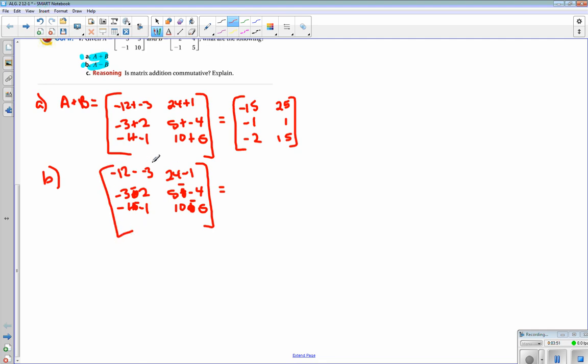So negative 12 minus negative 3 is the same as negative 12 plus 3, which is negative 9. 24 minus 1 is 23. Negative 3 minus 2 is negative 5. 5 minus a negative 4 is 5 plus 4. Negative 1 minus a negative 1 is 0. And 10 minus 5 is 5.